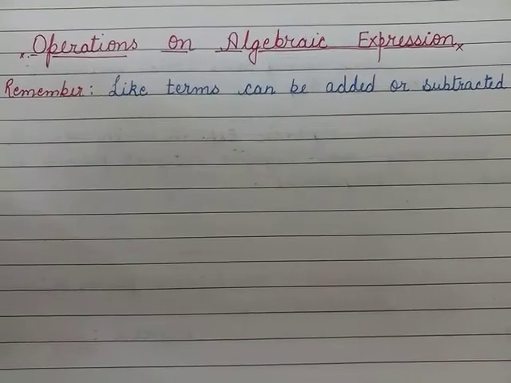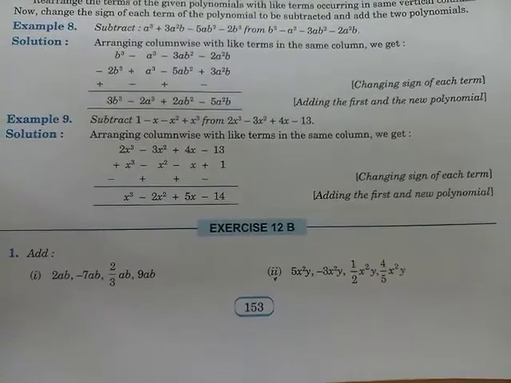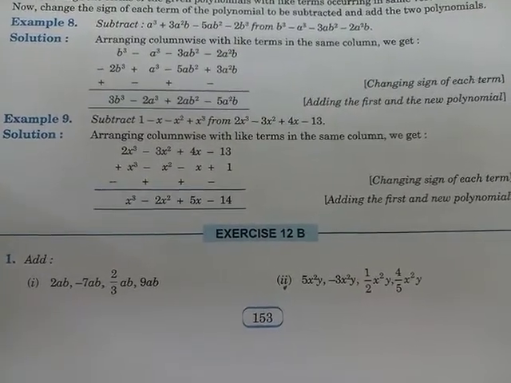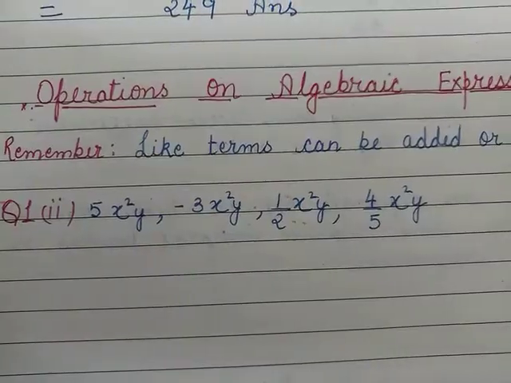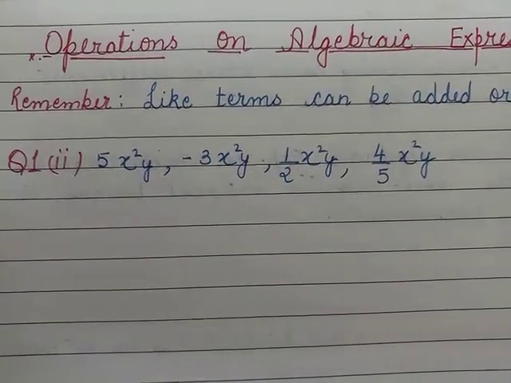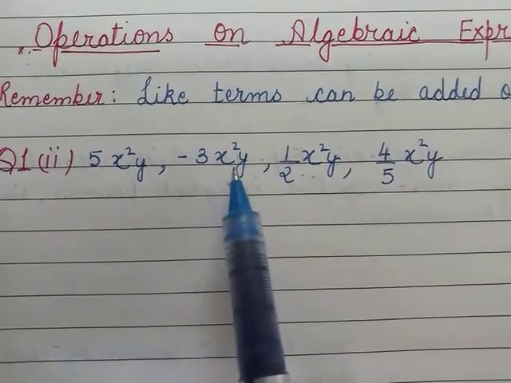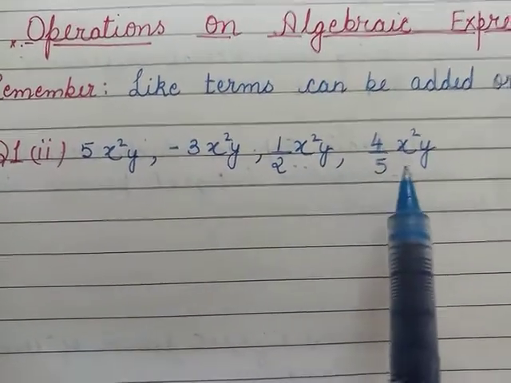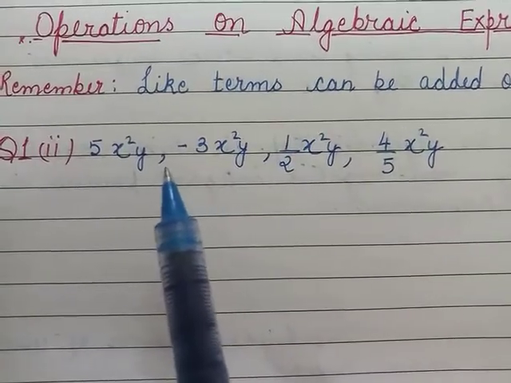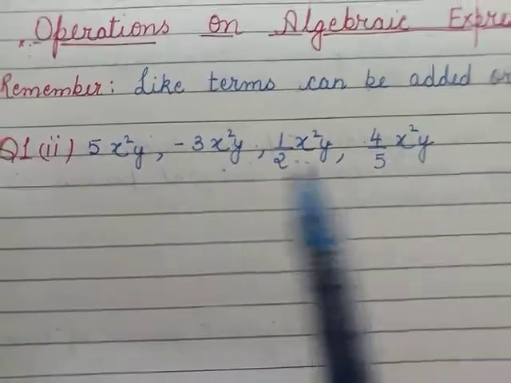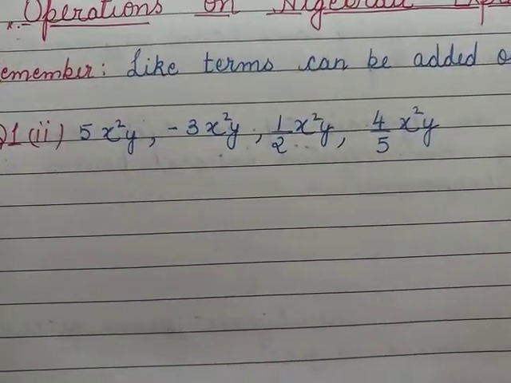Now we proceed with exercise 12b. Exercise 12b, question number 1, they are saying add. First we will do question number 1, second part. The given terms are 5x square y, minus 3x square y, half x square y and 4 by 5 x square y. Firstly we check whether they are like terms or not. If we go through all the terms, then all the terms contain variable x square y. So these all terms are like terms.